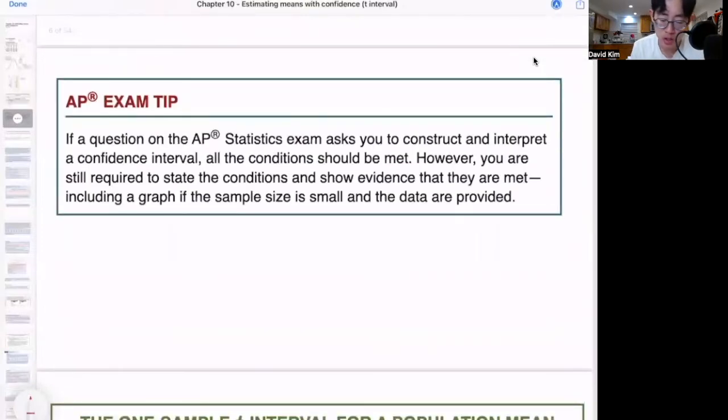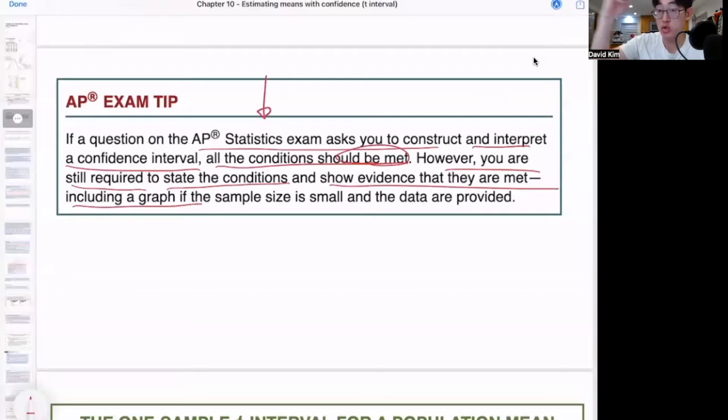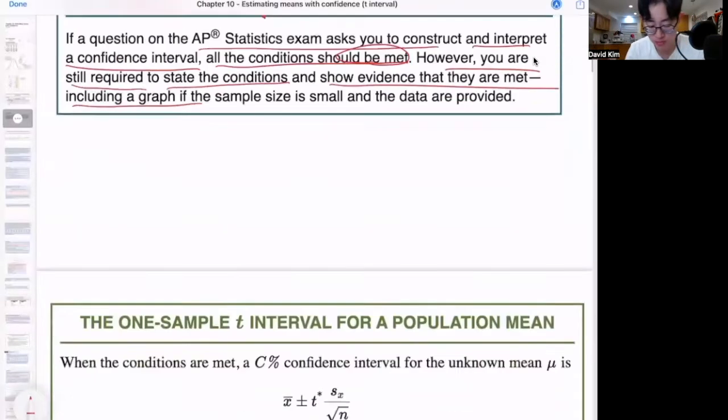So if a question on the AP Statistics exam asks you to construct and interpret a confidence interval, all the conditions should be met. You are still required to state the conditions and show evidence they're met, including a graph if the sample size is small and data are provided. So make sure that whenever they ask you to construct a confidence interval, you check the plan part, you check all those conditions before moving on to the do and the interpretation portion.